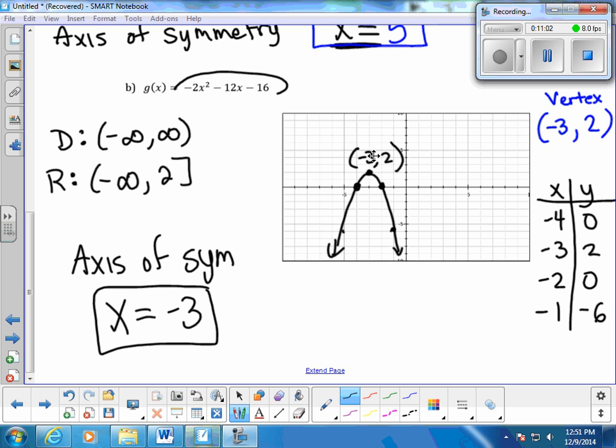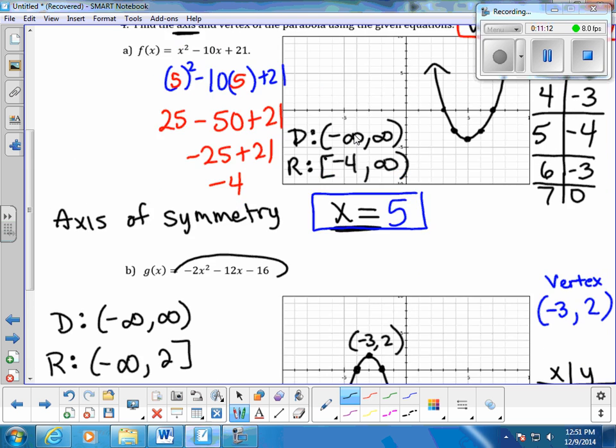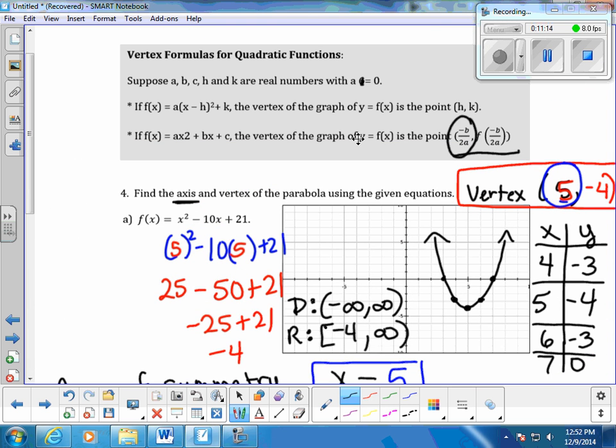So we talked about 3 different ways to graph parabolas: just by simply plotting points, the second one by the complete the square method, and this last method by using our formula up here for the vertex, the -b/2a. And that completes our lesson.